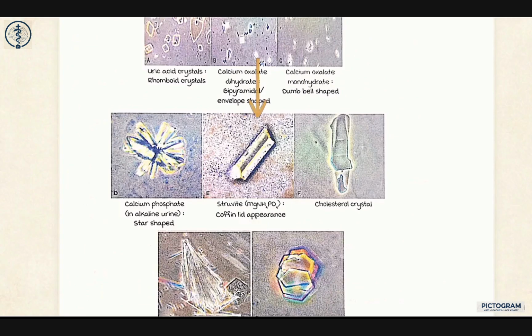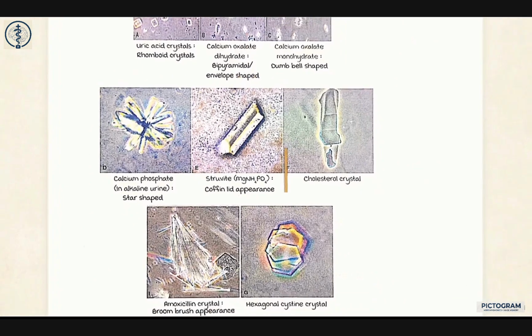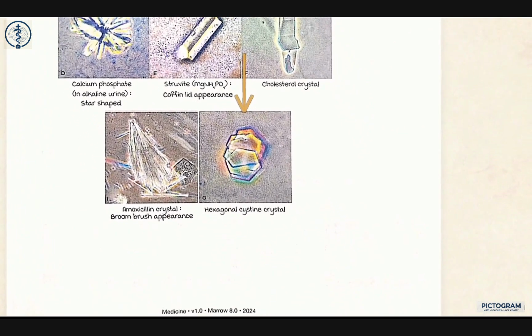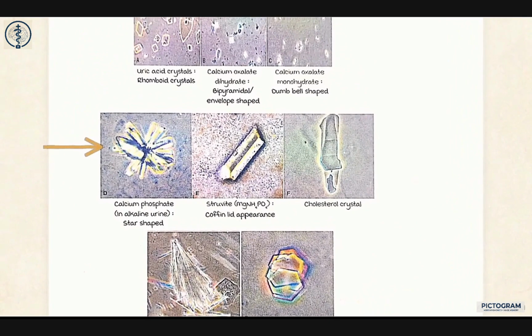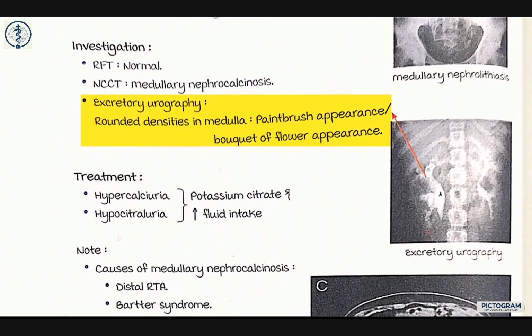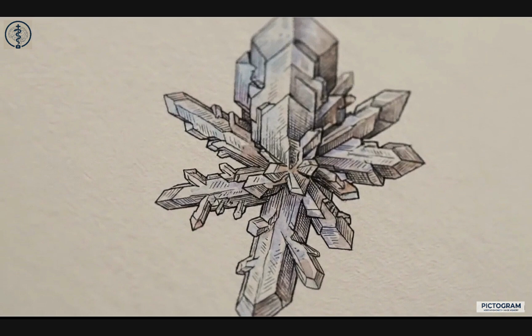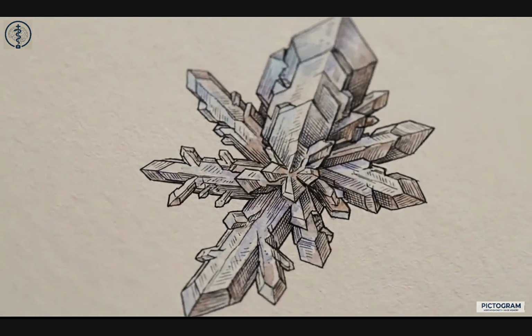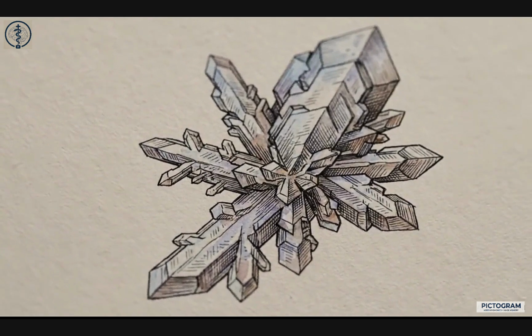Struvite, or magnesium ammonium phosphate, presents a distinctive coffin lid appearance, driven by urease-producing bacterial infections. The flat hexagonal geometry of the cystine crystal indicates a genetic amino acid transport defect. Calcium phosphate crystals take on a star-shaped geometry in alkaline urine. These correlate with incomplete distal renal tubular acidosis, which produces a characteristic paintbrush or bouquet of flowers appearance in the renal medulla on imaging. Crystal geometry acts as a metabolic fingerprint, identifying the specific biochemical failure or infectious agent driving stone formation.